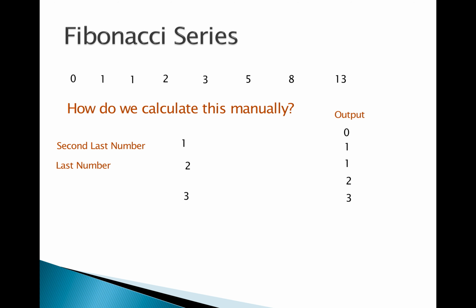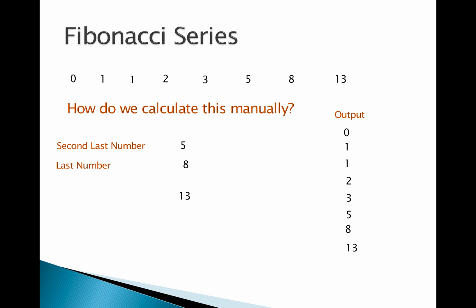And to form the next number, we do the same steps, making the 1 as 2 and 2 as 3. Now we get the 5. Now again, the second last number will be coming to the last number, which is 3, and then the last number will become 5. And when you add these two, 8 will be there, 8 will be printed. So like this, we can form the Fibonacci series of any number of elements that you want.